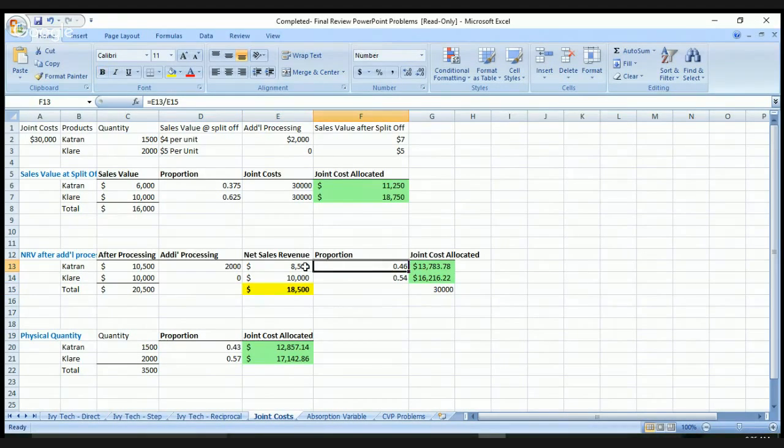We're going to take that $8,500 divided by 18.5, and it's 46%. 10,000 divided by 18.5 is 54%. I'm going to multiply that by the 30,000. So my allocation for the Catran is going to be $13,783.78, and my Claire is going to be $16,216.22.